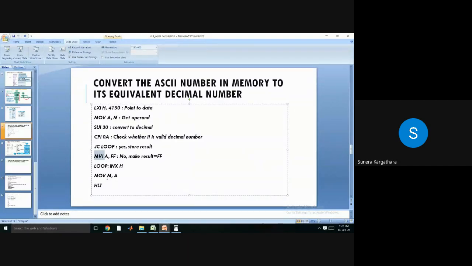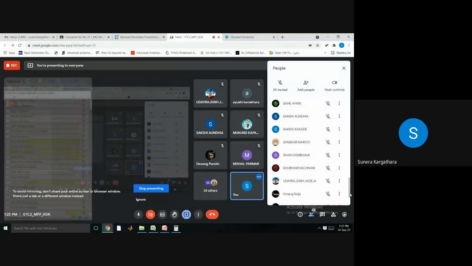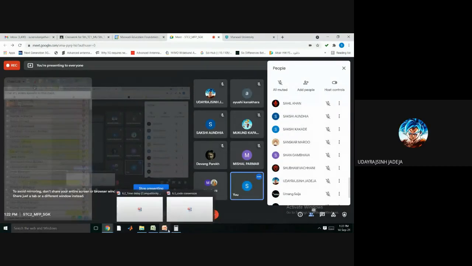Just look at the code and let me know in case of any discussion, any doubt. Sakshi, is it clear? Ayushi? Yes, ma'am. Mukund? Nasib? Yes, ma'am. Uday? Janish? Sahil? Yes, ma'am. Clear, ma'am. Okay.